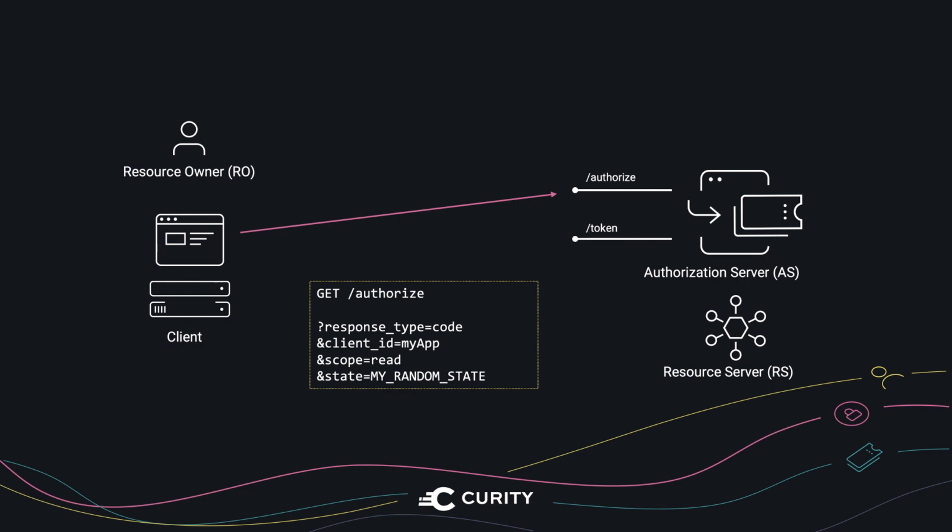And then later we also pass in state, my random state. This is an identifier that the client may use, it's optional, to send in, and later it will get it back on the callback, as you'll see. So it's a way for the client to keep track of what did I start when it comes back. Okay, so this is the basic parameters of the code flow.